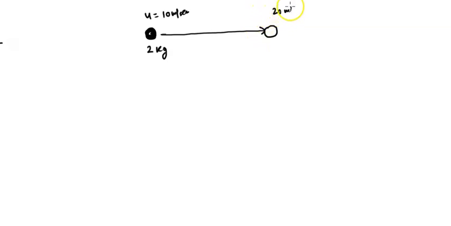Let's suppose a body has a mass of 2 kg, and the velocity of this body is 10 meters per second. After a certain displacement, the velocity of the body becomes 20 meters per second. Now, the work energy theorem says that the change in kinetic energy is equal to the work done. So suppose this happens within 1 second.